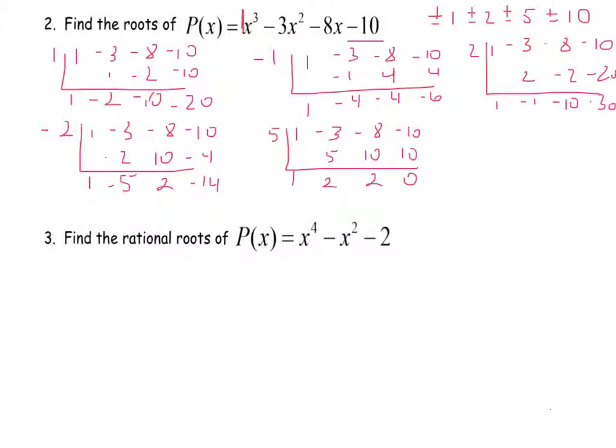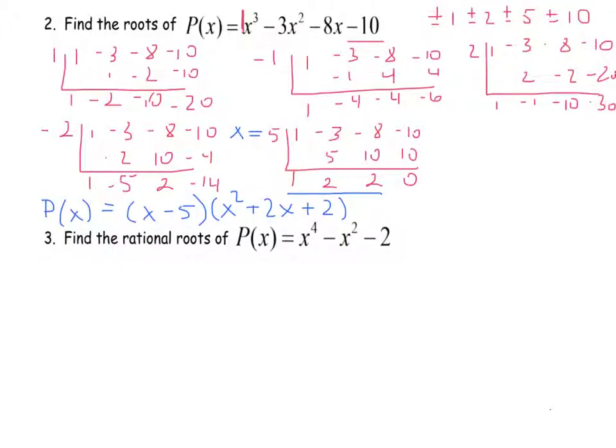Since my 0 is x equals 5, the first factor of p of x will be x minus 5. And the second factor, of course, comes from the second part, which is x squared plus 2x plus 2. So now we know that we'll have a root of 5. And our second factor, the x squared plus 2x plus 2, is not factorable. So I am going to use the quadratic formula to solve that.